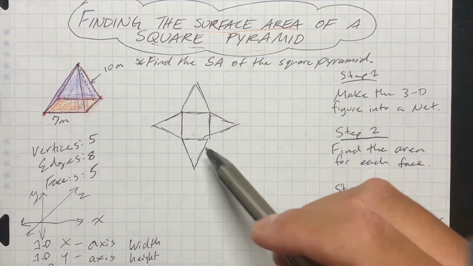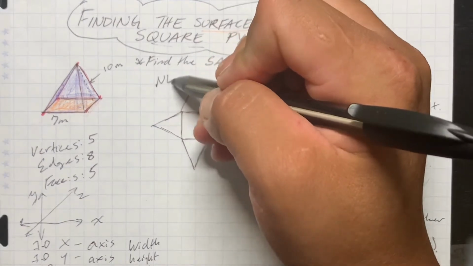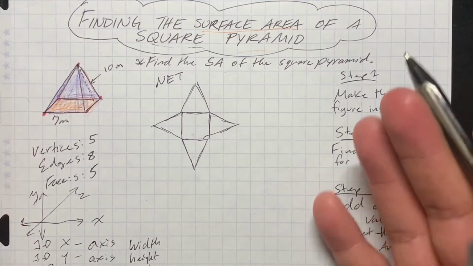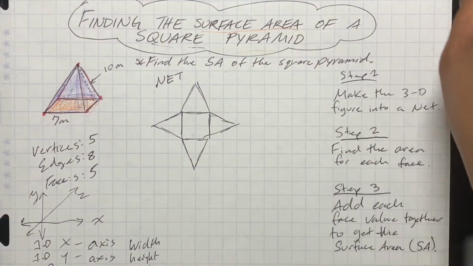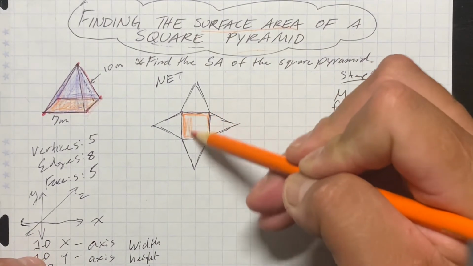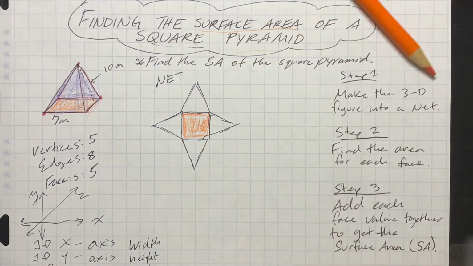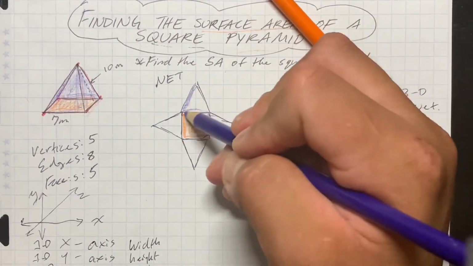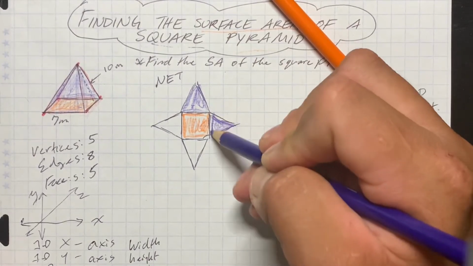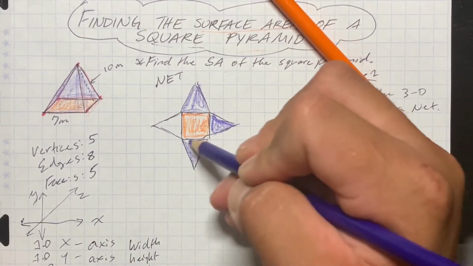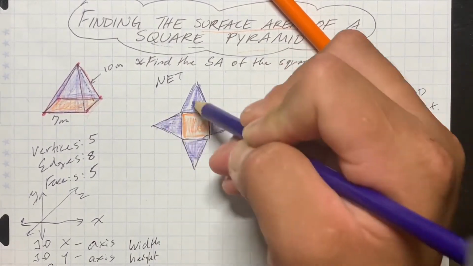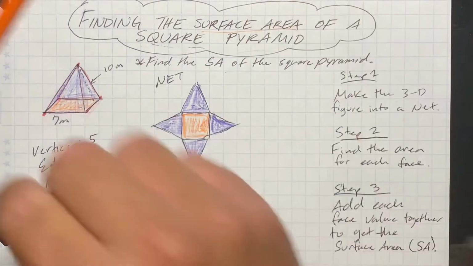All right, so there's our square pyramid, but as a net. So we just took this 3D figure, we unfolded it, and then we flattened it out. Again, the base is a square, so I'll color that orange. Our lateral faces are in the shape of a triangle. I'll color these purple, like the Phoenix Suns color. Okay, there you go. So there is our net.